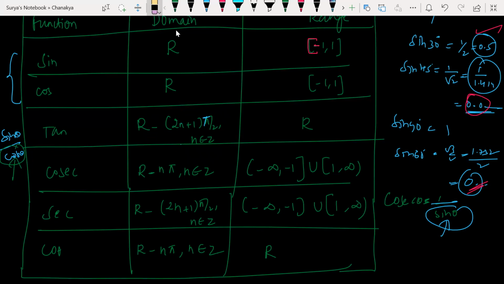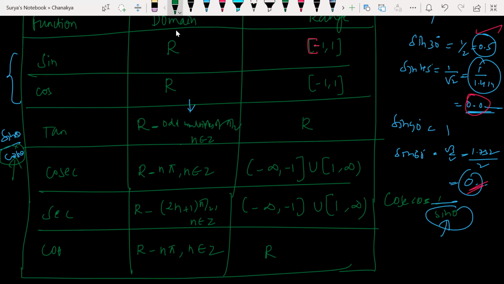Everything comes under the domain. So R minus (2n plus 1) into pi by 2, this is what it denotes. Or else you can simply write R minus odd multiples of pi by 2. This is also correct. R minus, every real number except what? Except odd multiples of pi by 2.